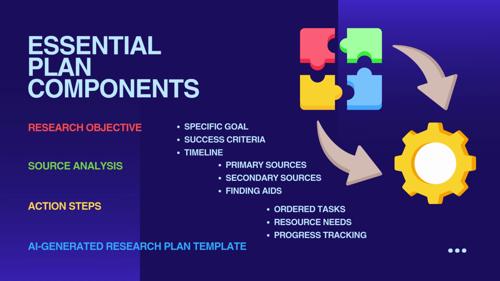Second, the source analysis. You'll need your primary sources, your secondary sources, and you can ask AI to include any others in finding aids for your research plan. You'll need to include action steps. What is it that you're going to do once you've put the plan into action? They need to be ordered in some way that is sensible. The resources needs to be added, and you'll need a way of tracking your progress.